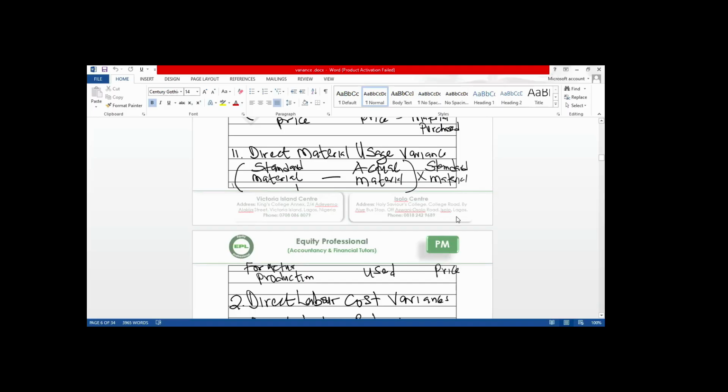Please, you can document this in your book, so that if you are calculating today, you can be looking at the formula. Next.